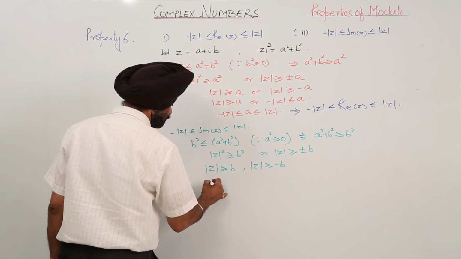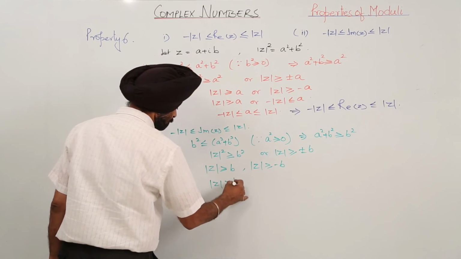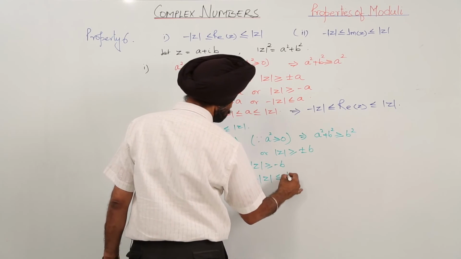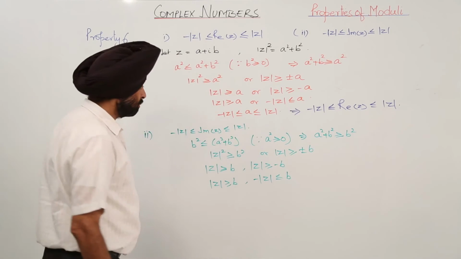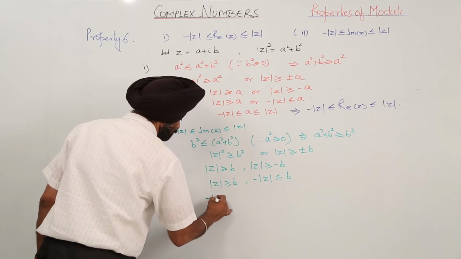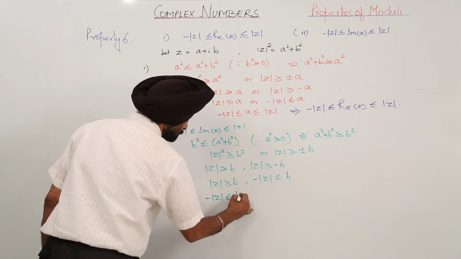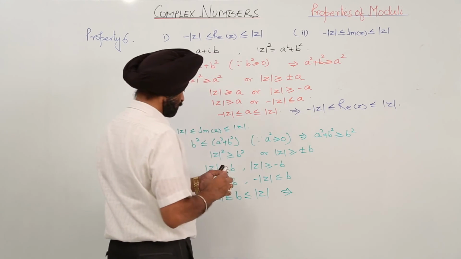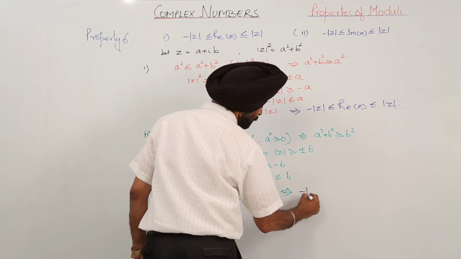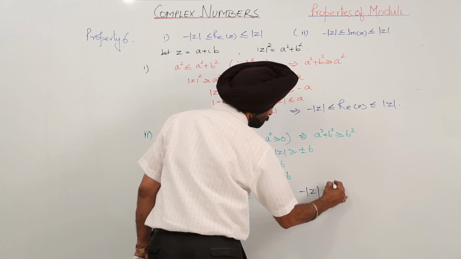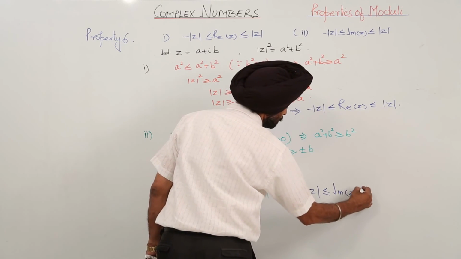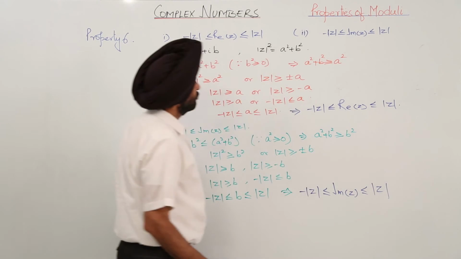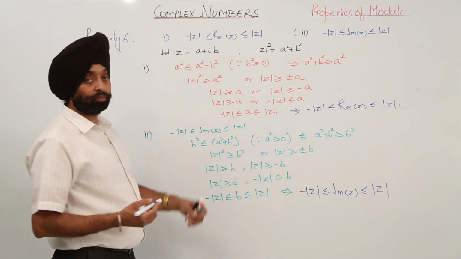Now this can be written as negative of the modulus of z is less than or equal to b. From these two, what we have is: negative of the modulus of the complex number is less than or equal to b, which is less than or equal to the positive modulus. Now again, b is the imaginary part. So less than or equal to the imaginary part of the complex number is less than or equal to the positive modulus of the complex number. So these are property number 6.